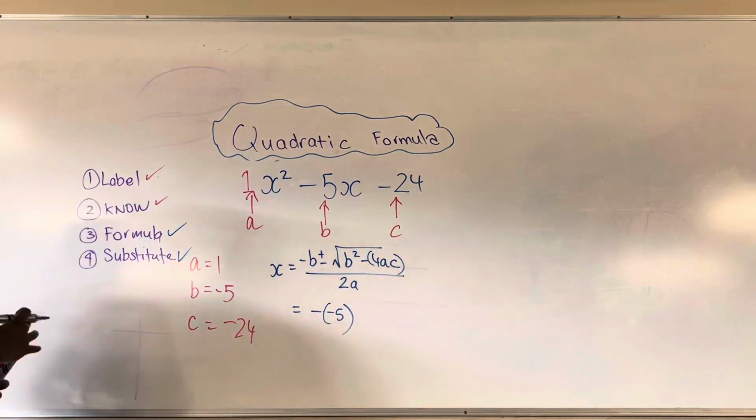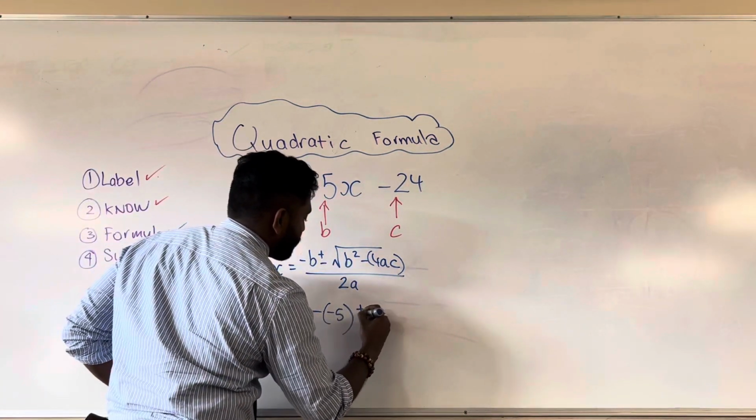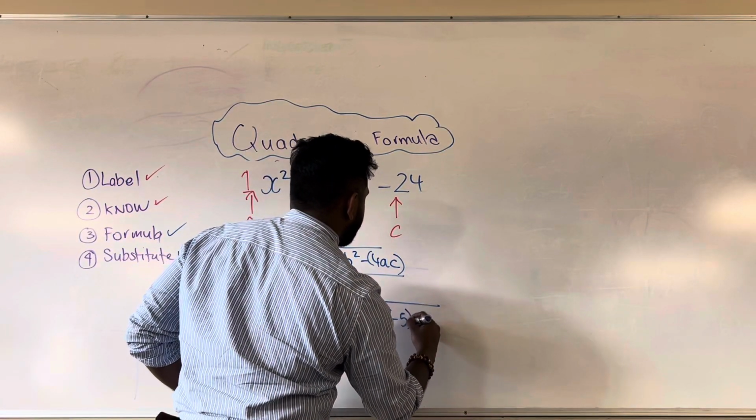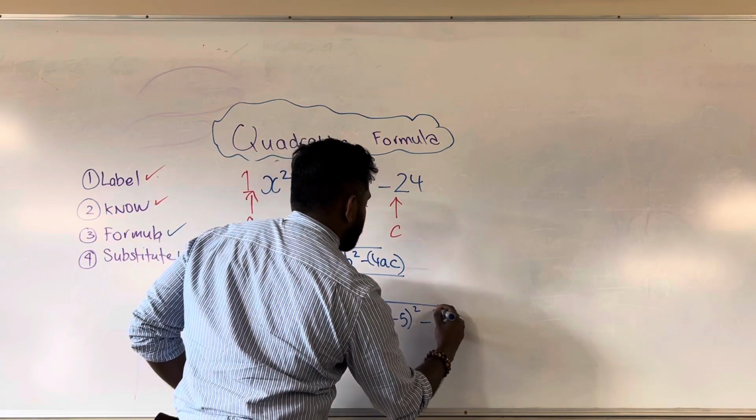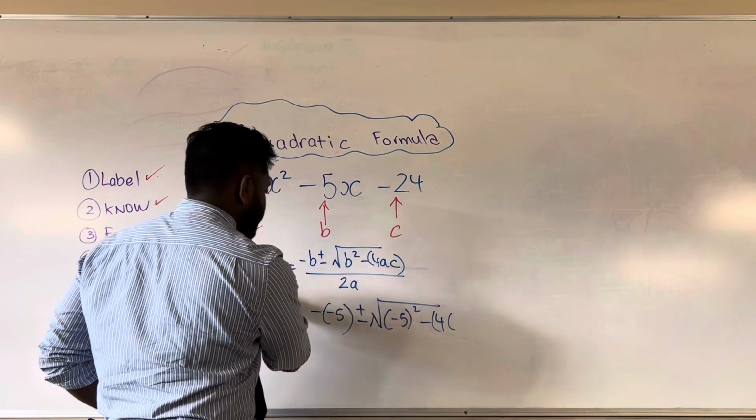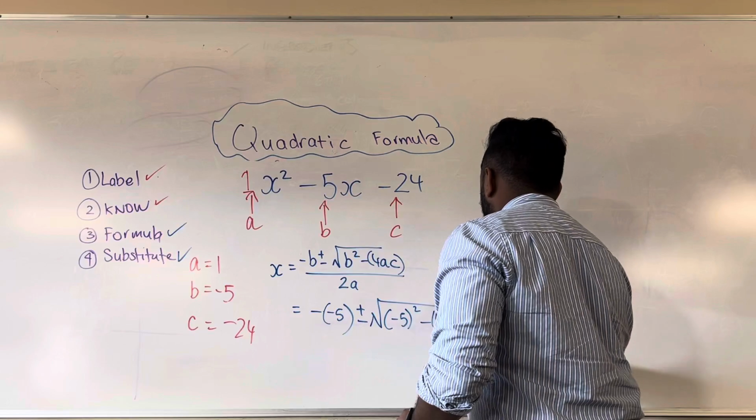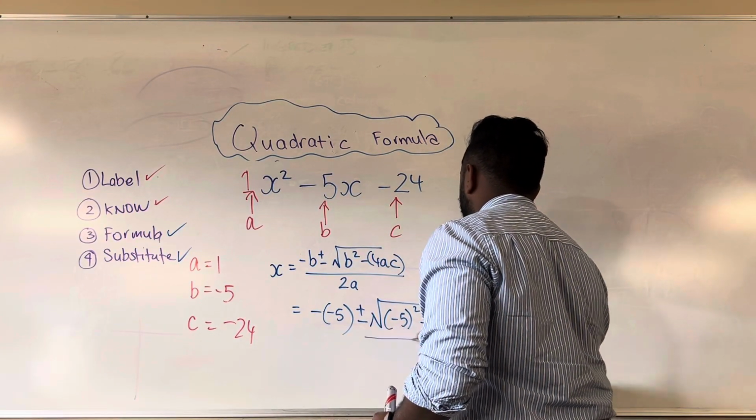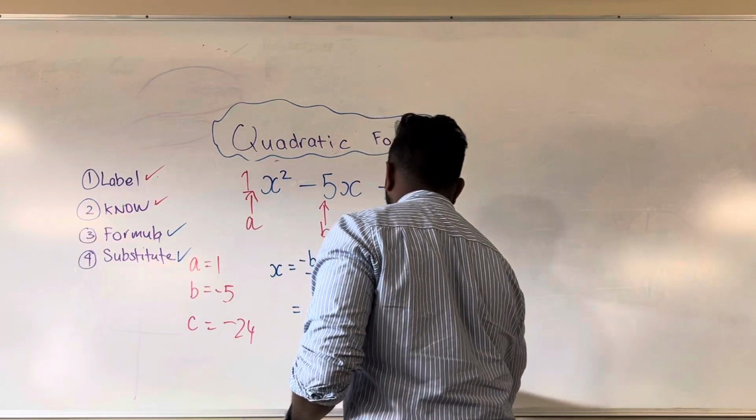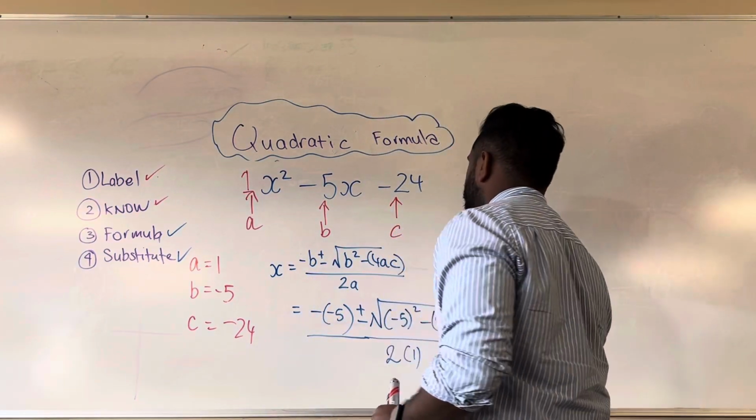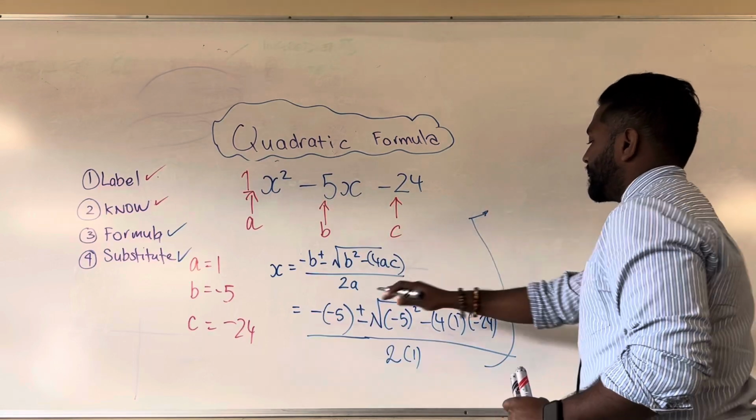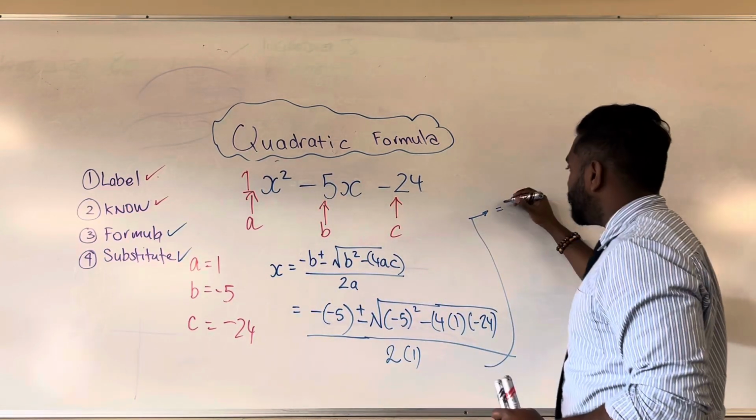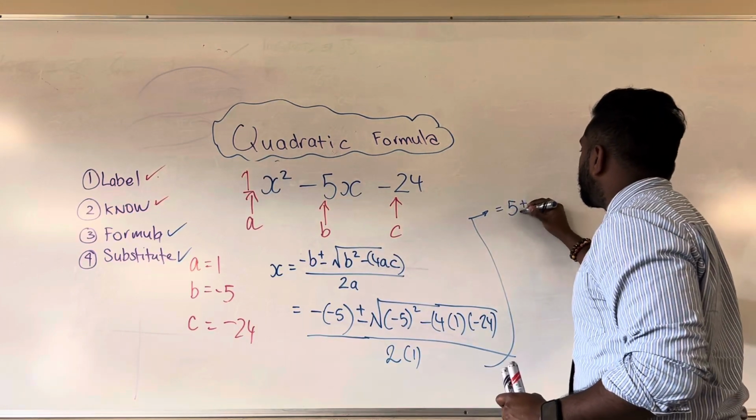Crucial thing, a lot of people make mistakes there. You've got to be very careful. Plus or minus the square root of b squared, which is -5 squared, minus 4 open brackets. What's our a? Our a is 1. What's our c? -24, over 2a, 2 open brackets 1. It looks kind of hectic. Let's break it down. Just be careful here. -(-5) is 5, plus or minus.